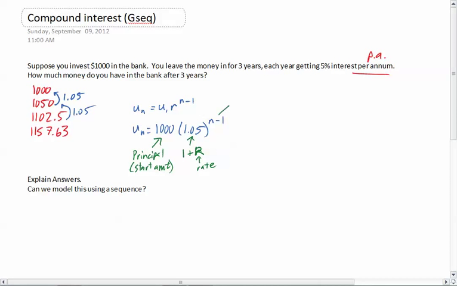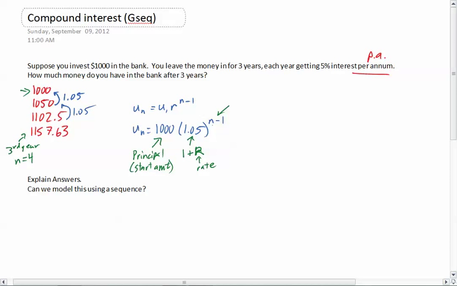Okay, and then this is again the term number. Now you have to recognize that if this is the third year, what is n? N is 1, 2, 3. It's the fourth term because the first term is at the beginning after 0 years. And so that will be important later.